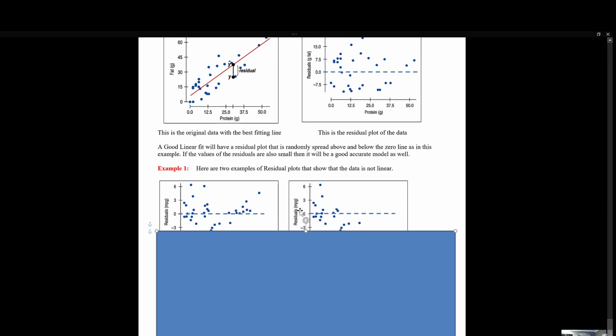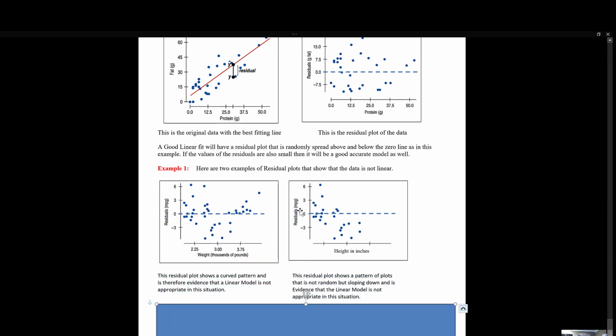Now here's 2 examples of what you don't want to see. What I see here is a whole load of ups and a whole load of downs, like a happy face. That's a bad sign. It means your data's not linear. What I see here is starts high and then gets low. That again is a bad sign. That is pretty much telling us that our data is not a straight line.